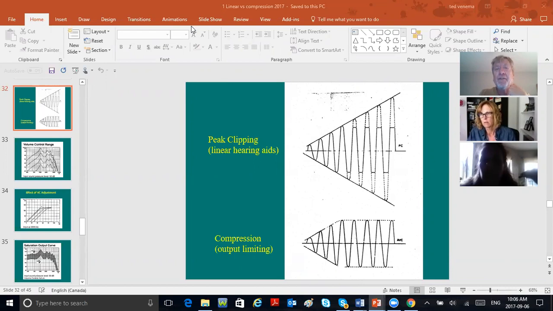It doesn't cut it off. It just limits the amount. So if your maximum power output is set to 120, it'll let 110 come out, 118, 119, 120, but not 121, not 122. With compression though, it's a little bit different.